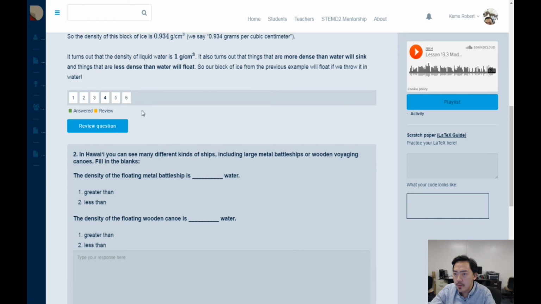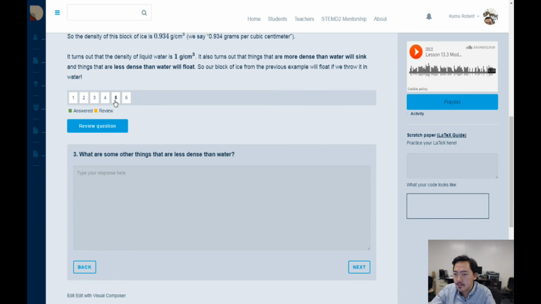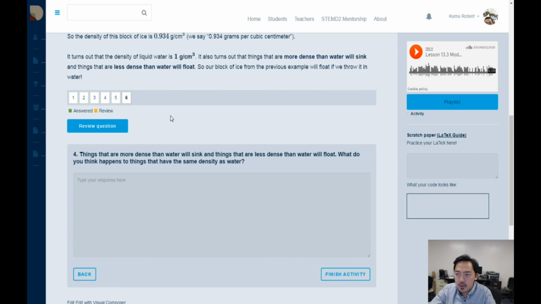Next, we have 2 open-ended questions. The first one asks the students to name several other things that are less dense than water. In the final question, we are reminded that objects that are more dense than water will sink, and objects that are less dense than water will float. But what happens when you have something that has the same density as water? We ask the students to think about this on their own and come up with a hypothesis and articulate their logic to the rest of the classroom.